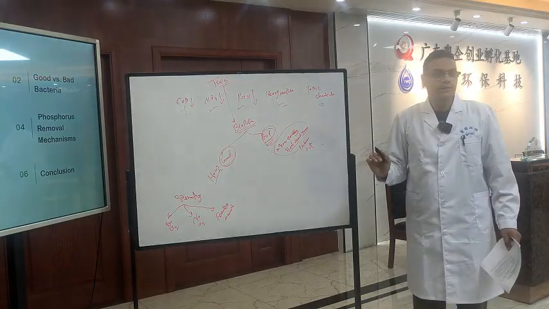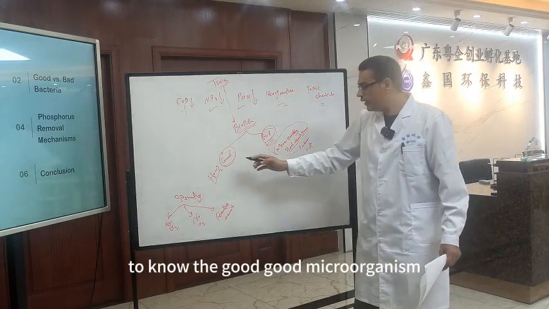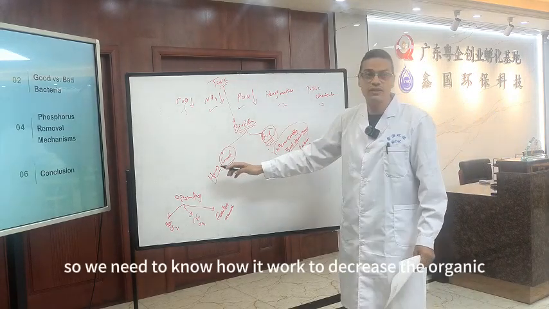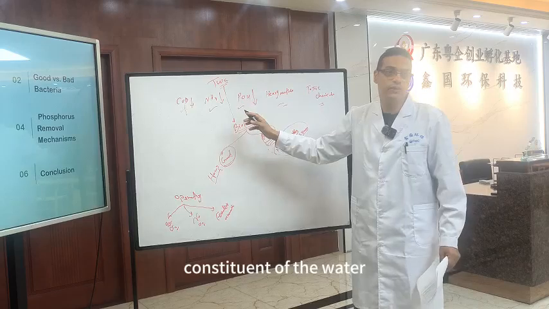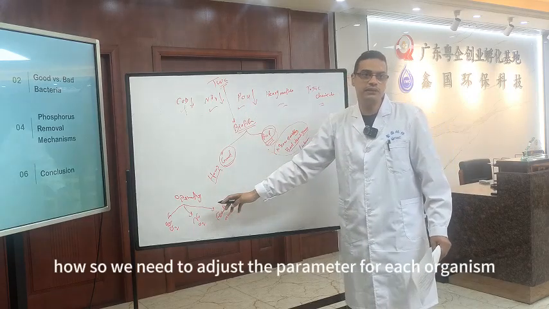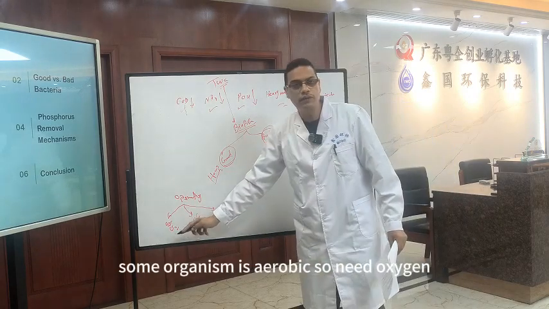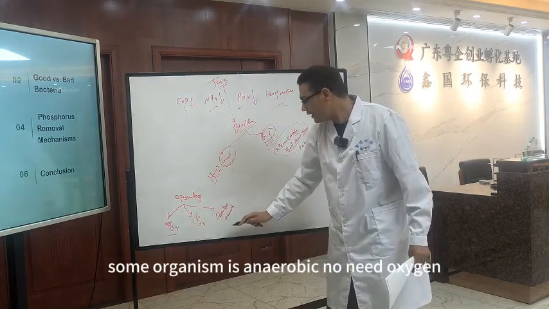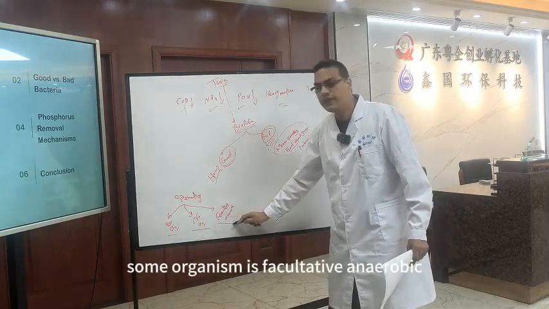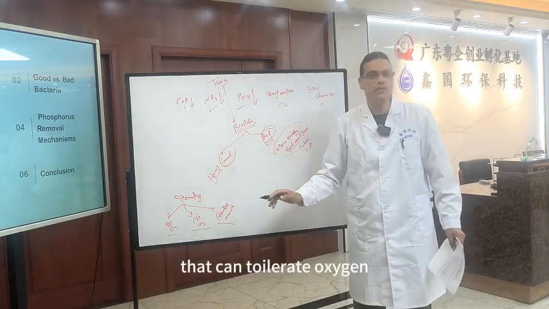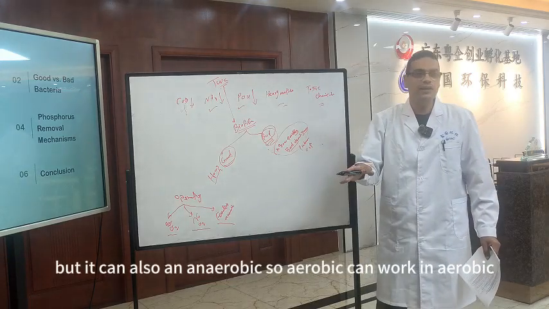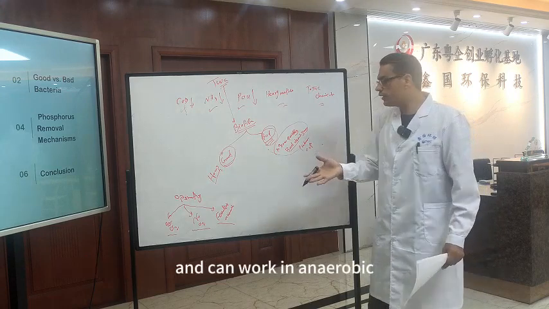To know the good microorganism, we need to know how it works to decrease the organic constituents of the water. How? We need to adjust the parameters for each organism. Some organisms are aerobic, so they need oxygen. Some are anaerobic, with no need for oxygen. Some are facultative anaerobic, which can tolerate oxygen but can also live in anaerobic conditions. So in the middle, they can work in both aerobic and anaerobic conditions.